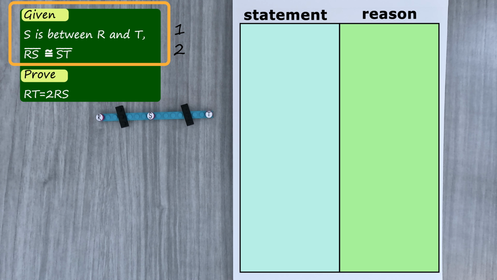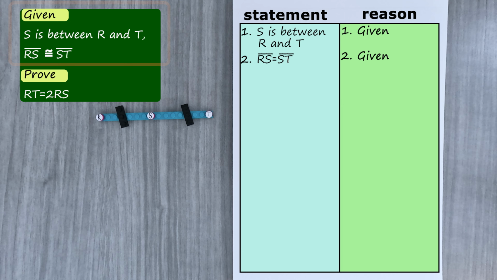So for our first step, our statement is that point S is between point R and point T. Reason is given. Step 2, our statement is that line segment RS is congruent to line segment ST, and our reason again is given. Now is when we have to start determining the next steps on our own. So for step 3, let's put that the length of RS is equal to the length of ST.